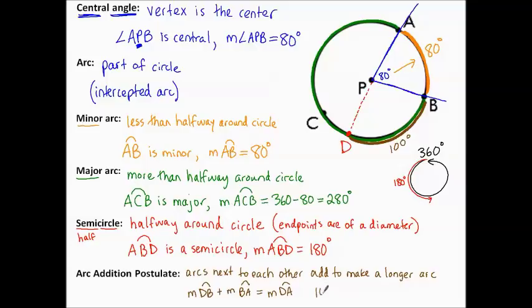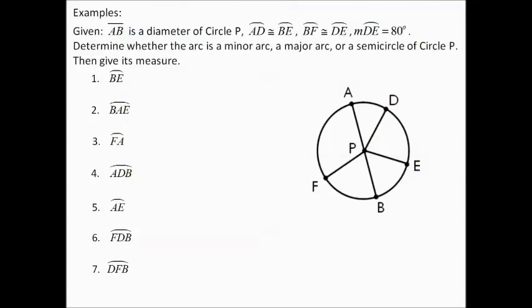Or using numbers, the 100 degrees plus the 80 degrees makes up the semicircle, 180 degrees. Let's do some examples. Given information, we should label our picture with this. Segment AB is a diameter of circle P. That's important to know. From A to B, that's a diameter. So right away, that tells us that all of this is 180 degrees. Also, the other half, all of this, 180 degrees.